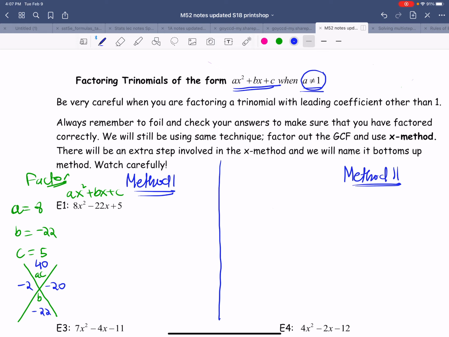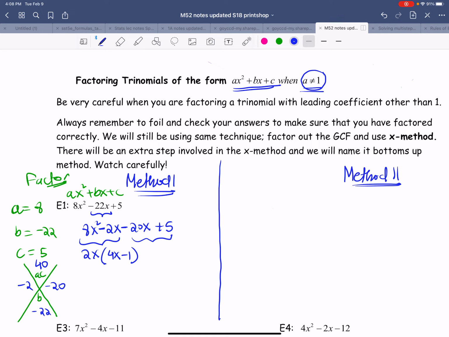So in the next step, I'm going to break the middle term into these two numbers that I just found. The first term remains as it is. Instead of writing negative 22x, I'm going to write negative 2x minus 20x plus 5. Now we have 4 terms and we will be factoring by grouping. Look at the first 2 terms. What's the common factor? Looks like I could pull out a 2x, and that would be 4x minus 1.